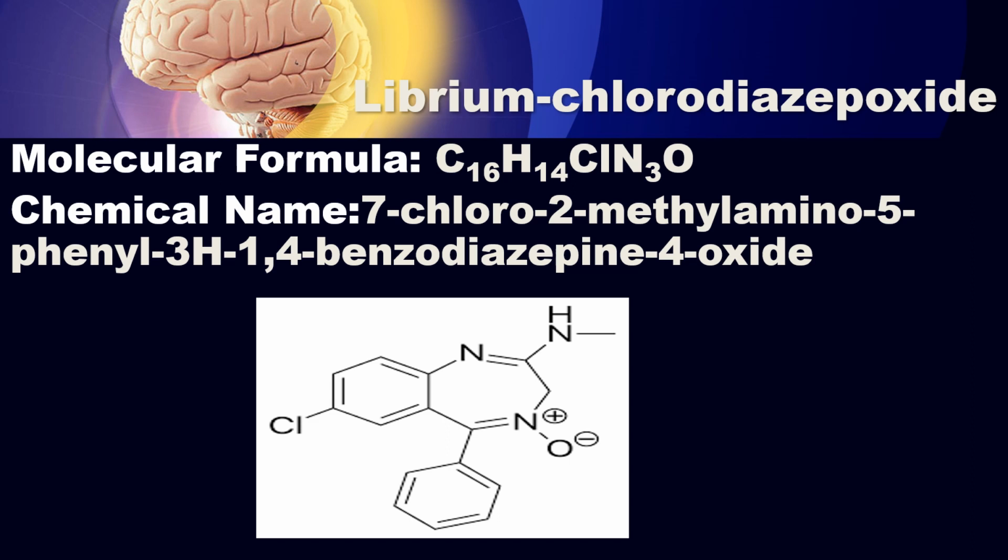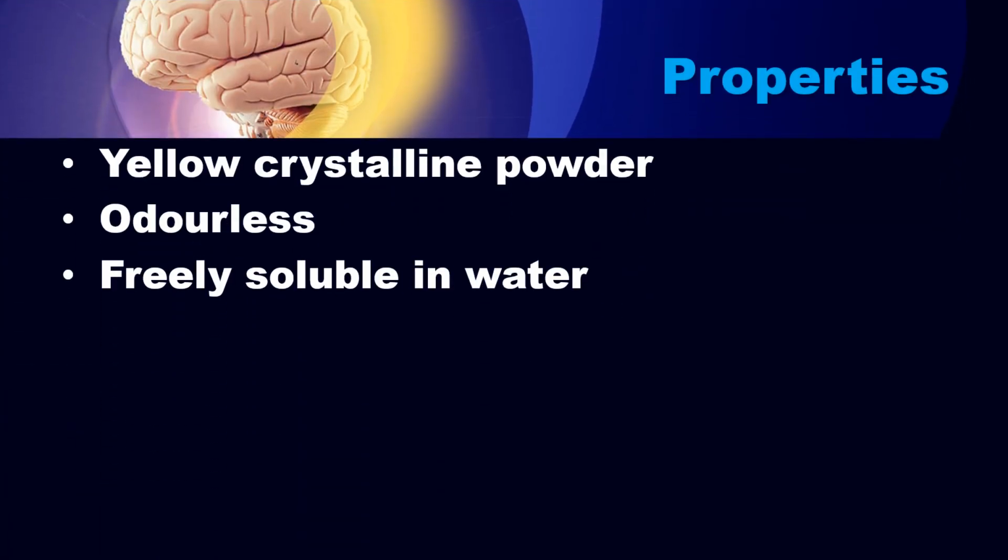Librium, chlordiazepoxide. The molecular formula is C16H14ClN3O. The chemical name is 7-chloro-2-methylamino-5-phenyl-3H-1,4-benzodiazepine 4-oxide. The structure of Librium. Properties. It's a yellow crystalline powder which has no odor and it is freely soluble in water.